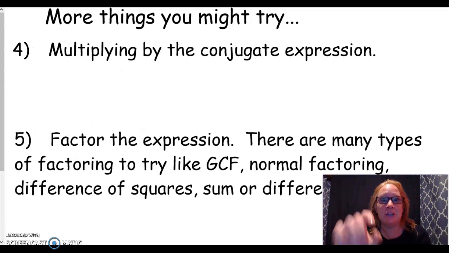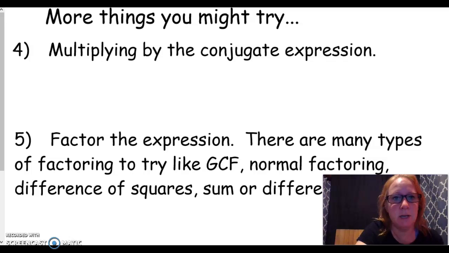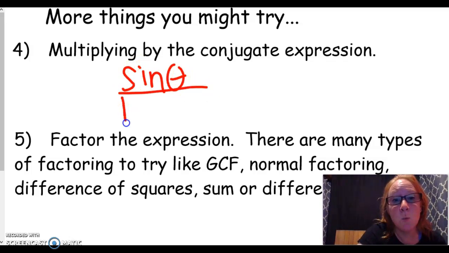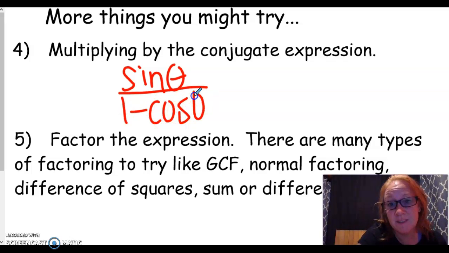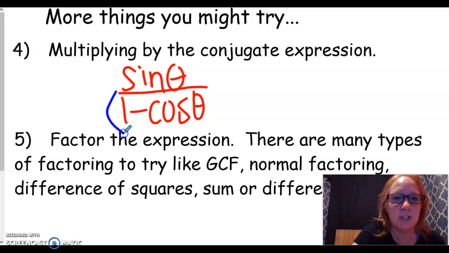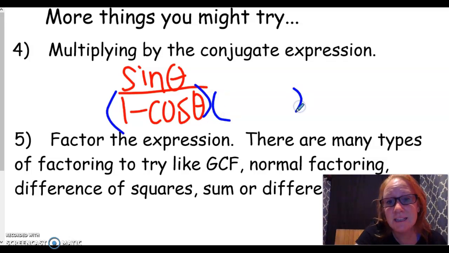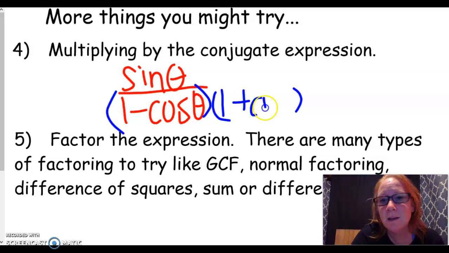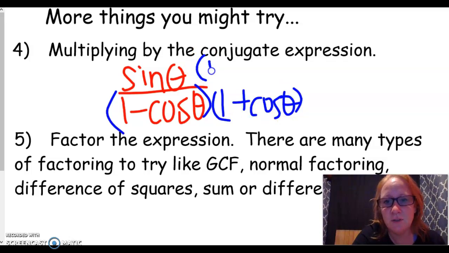Multiply by the conjugate. Okay, so what even is a conjugate? Say, for example, I had sine theta over 1 minus cosine theta. This happens often. Then I could multiply by the conjugate on the bottom. What is the conjugate of this? The conjugate makes a difference of squares. So it would be 1 plus cosine theta. And then you do 1 plus cosine theta up here because you have to.